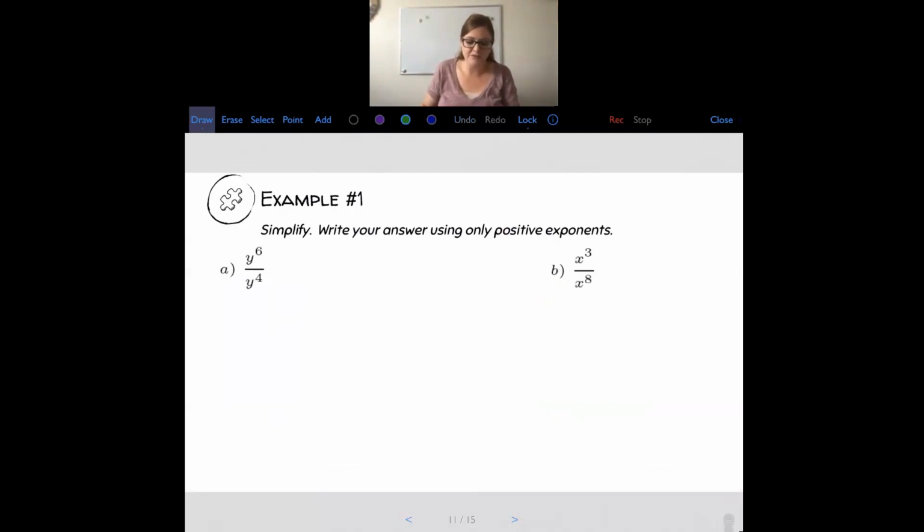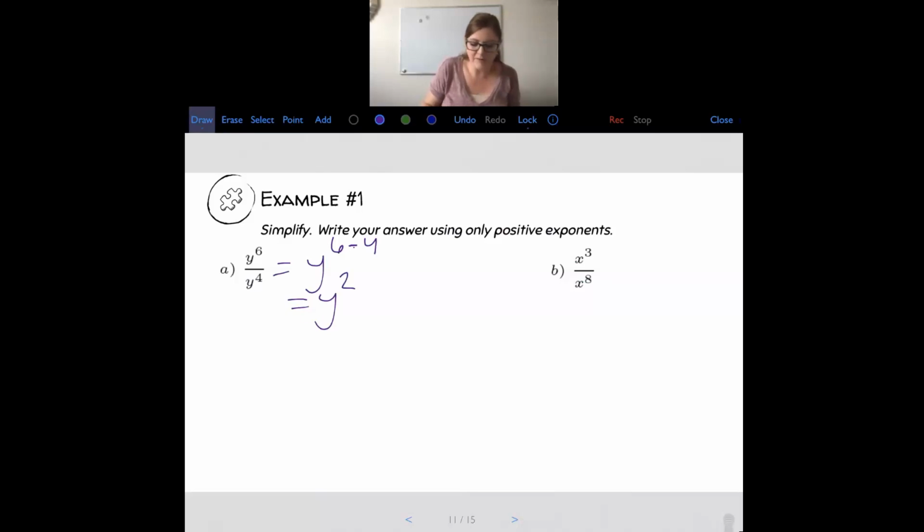Simplify, write your answer using only positive exponents. So you can write these out. Y to the 6 would be y times y times y times y times y times y. Y to the fourth cancel, and then simplify as much as possible. Using what we just talked about, where we would subtract, this would be y to the 6 minus 4, which is y to the second power.